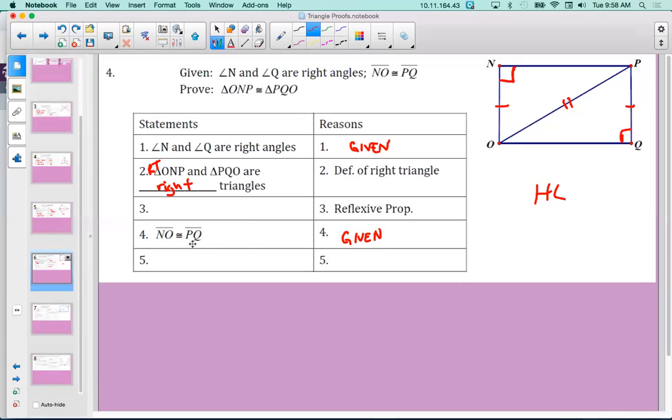This is one of our given facts. NO is congruent to PQ. That's our leg. We need to prove the hypotenuse is congruent to itself here. So let's do PO is congruent to PO, reflexive property. And that's our hypotenuse. So we got a right triangle, the hypotenuse, and the leg. We got all three. We're good there. You can say triangle ONP is congruent to triangle PQO by hypotenuse leg.